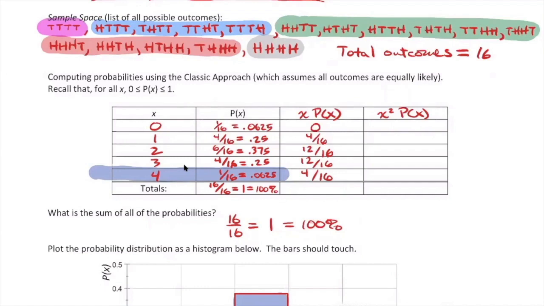Looking to see if there's any questions about that. We've got to add them up. So 4 and 12 is 16, plus 12 is 28, plus 4 more is 32. So this thing adds up to 32/16. And I think 32 divided by 16 is 2. And I'm pausing to see if there's any questions.